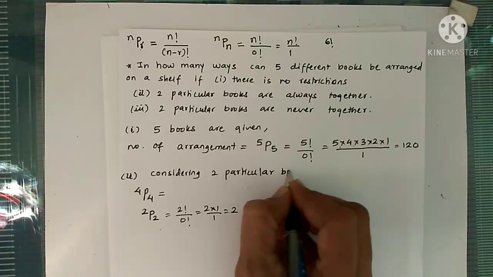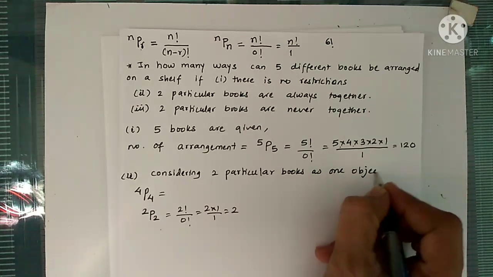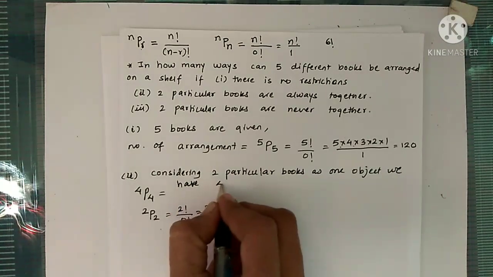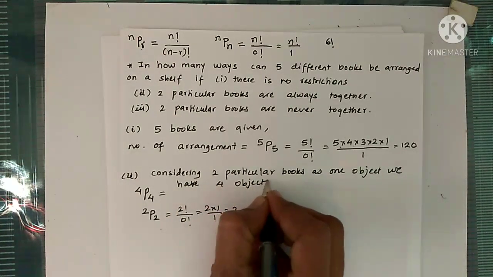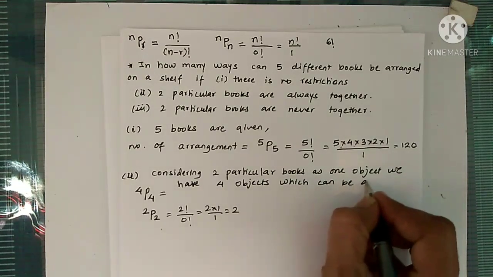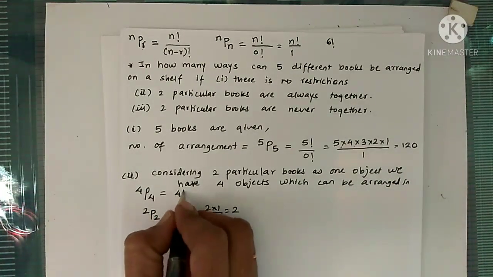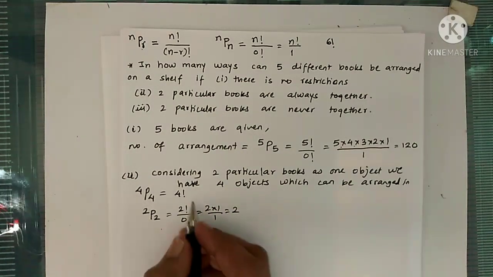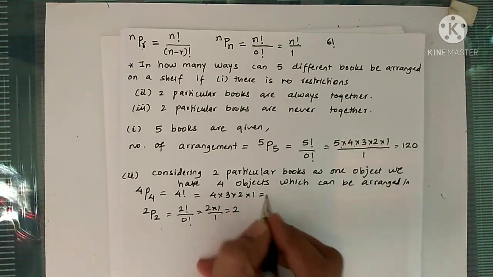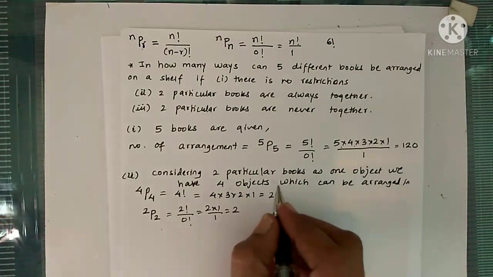considering 2 particular books as one object, we have 4 objects which can be arranged in 4p4 ways, that is 4 factorial divided by 0 factorial. But 0 factorial is 1 and 4 factorial is 4, 3, 2, 1, this product. 4 into 3, 12, into 2, 24.